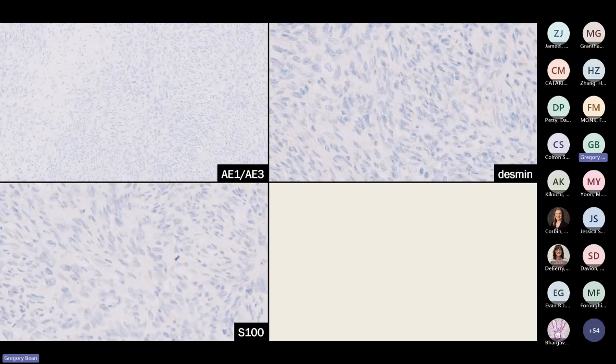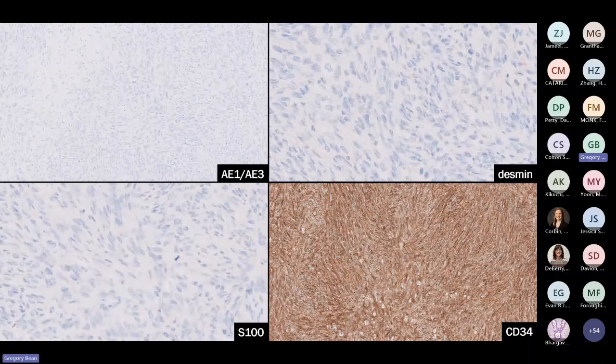This is a desmin, it's negative. This is an S100, it's negative. And this is a case where you luck out and you get a positive CD34. Honestly, that usually doesn't happen, but when it does happen, then it's very helpful because metaplastic carcinomas, like I said, are not thought to be CD34 positive, and phyllodes tumors can be CD34 positive.